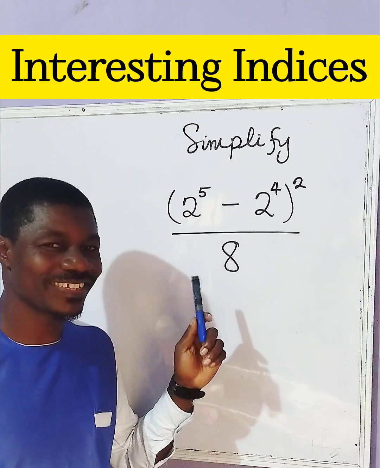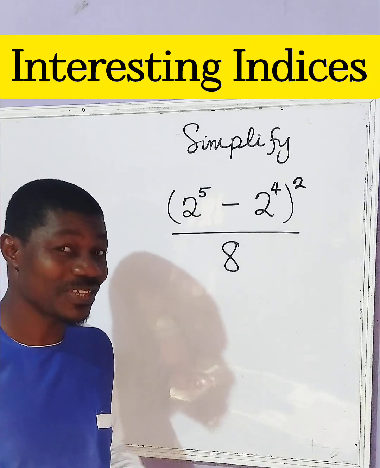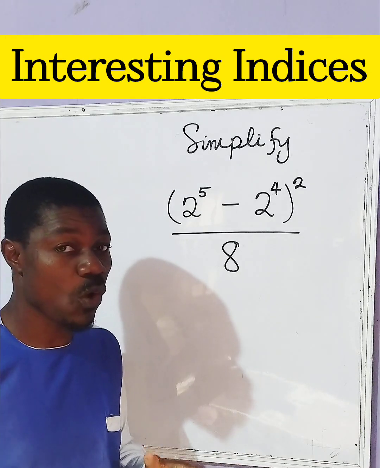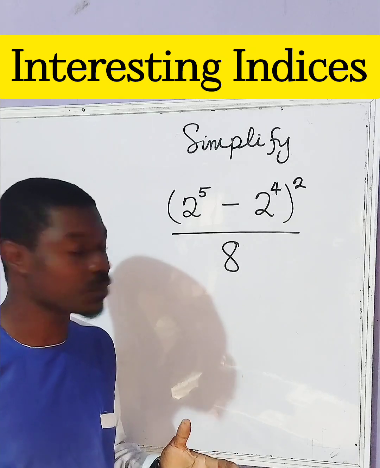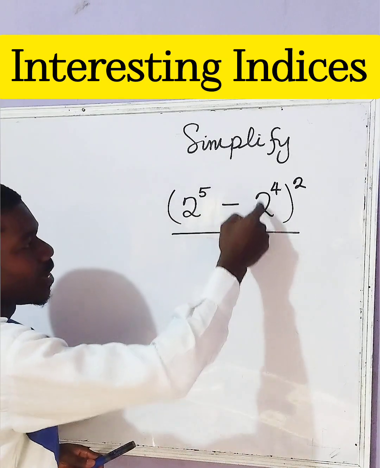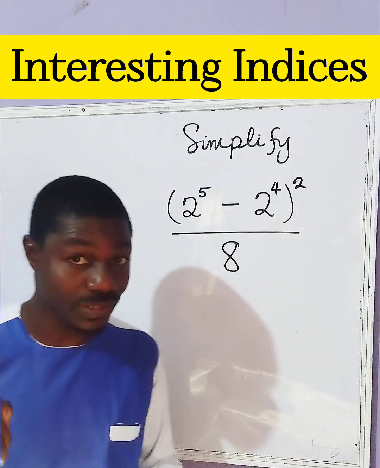Let's simplify this expression on the board. It's very easy. All you just need to do is to know the basic laws of indices or exponents. So how do you go about it? Now let us take whatever is in the bracket there as a single term.